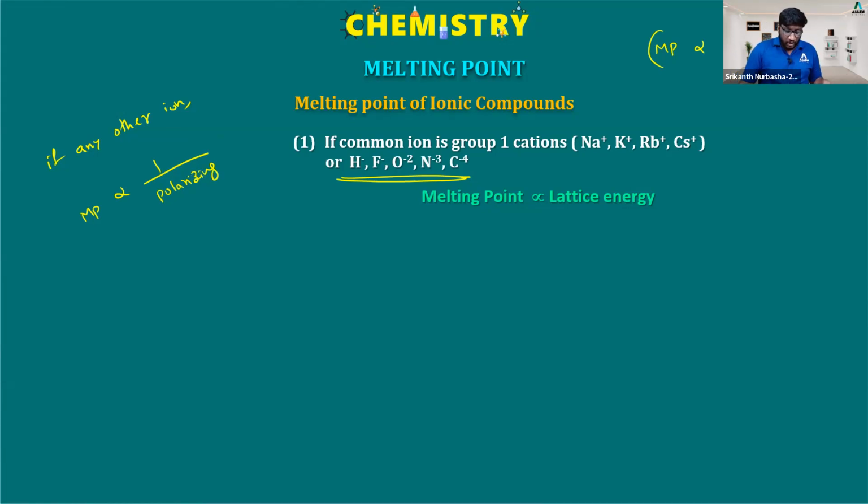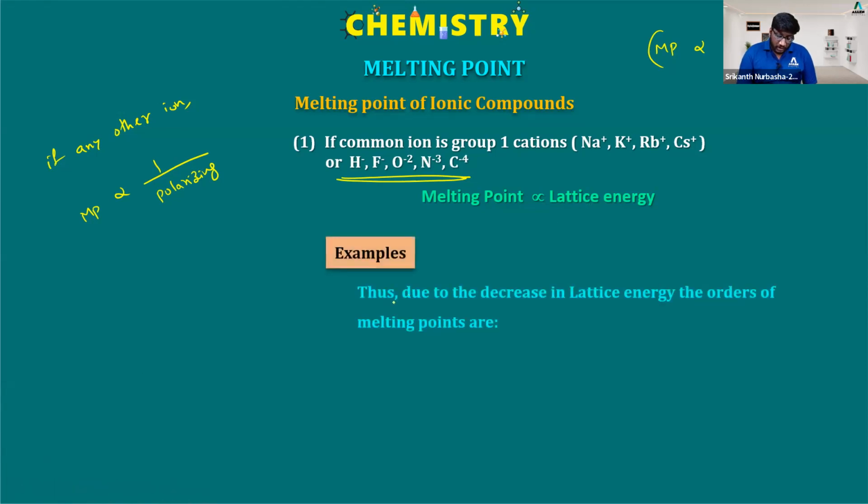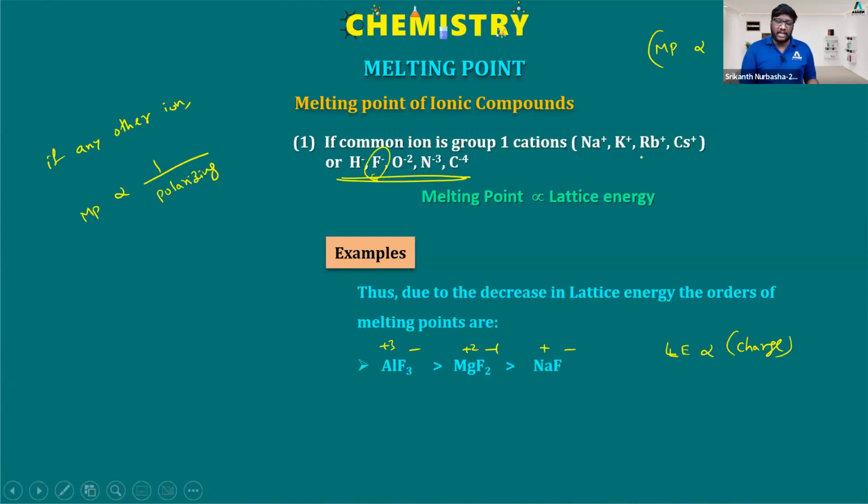If the common ion is a group 1 cation, Na+, K+, Rb+, Cs+, or H-, F-, O2-, N3-, C4-, melting point is directly proportional to lattice energy. Due to decrease in lattice energy, compare the order of melting points of AlF3, MgF2, NaF. Lattice energy is directly proportional to charges. Where is charge dominant? Al3+. So there lattice energy is dominant. Common ion is F-, so melting point is directly proportional to lattice energy.